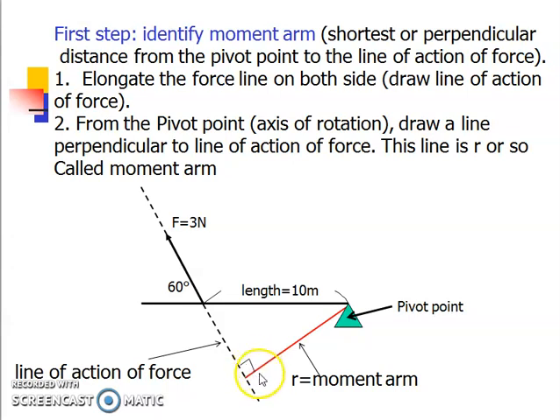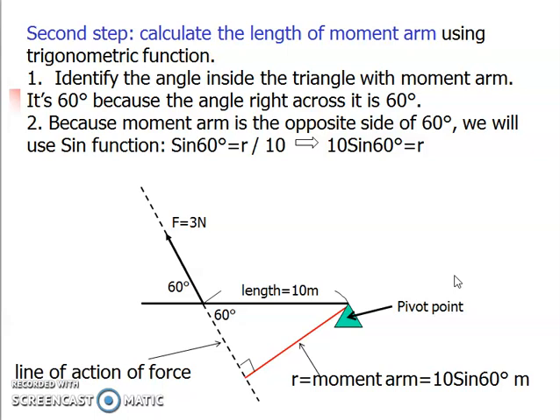Because it's perpendicular, it's 90 degrees. This line from the pivot point to the line of action, the red one, is the R, the so-called moment arm. Once you identify the moment arm, next you continue to calculate the length of this moment arm. We have to use the trigonometric functions that we learned previously. First, identify the angle inside the triangle with the moment arm.